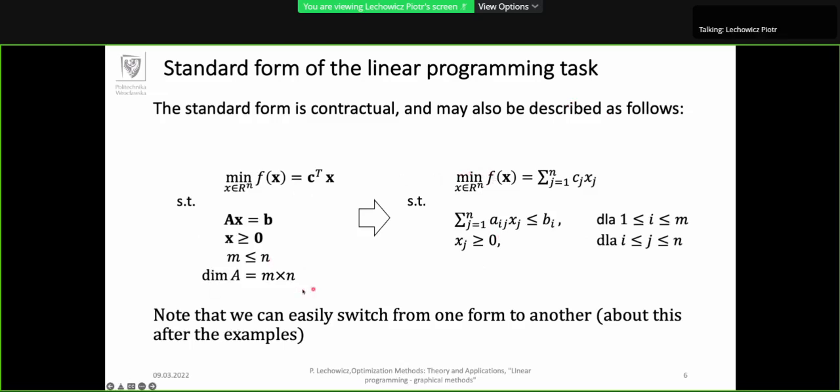It can also be described as follows: this is equivalent to this form, except that here we have inequality constraints. However, it's possible to convert equality constraints to inequality constraints, and we can switch between those forms if there is a need. It is possible.